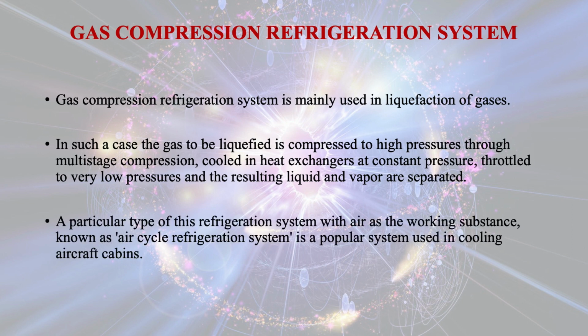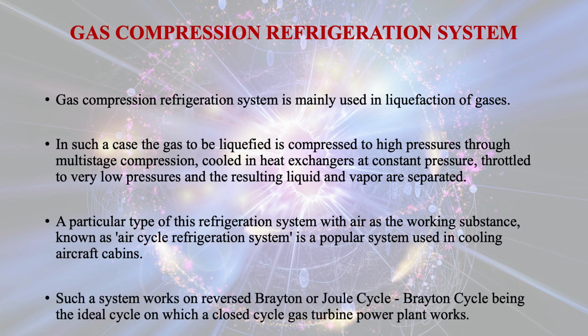A particular type of this refrigeration system with air as the working substance, known as air cycle refrigeration system, is a popular system used in cooling aircraft cabins. Such a system works on reverse BRAYTON or JOULE cycle, BRAYTON cycle being the ideal cycle on which a closed cycle gas turbine power plant works. So, let us first discuss about the BRAYTON or JOULE cycle.